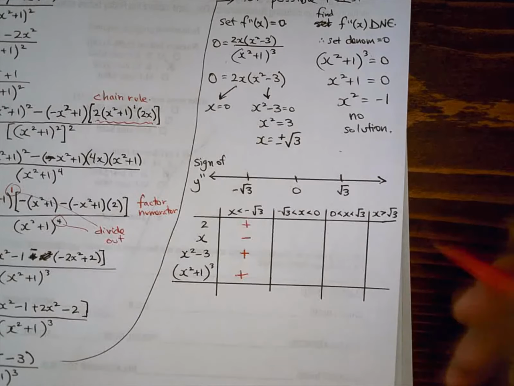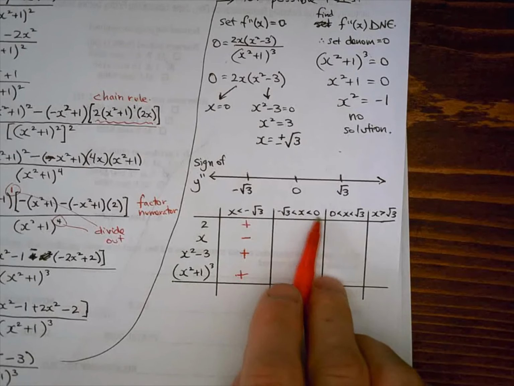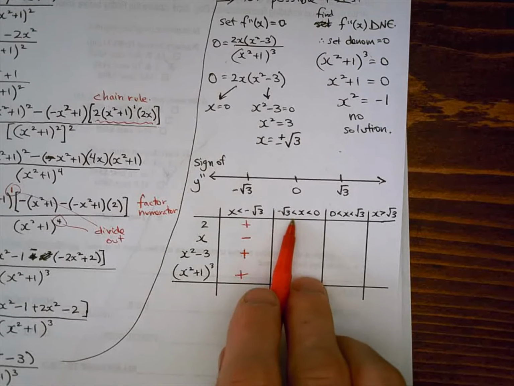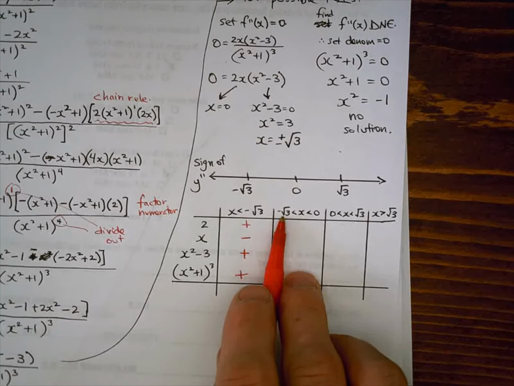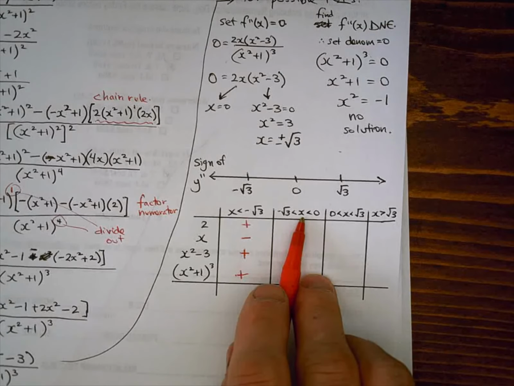So you can think it through. Now here, this one's a little trickier. Between 0 and negative root 3. Well, I know that negative root 3 is bigger than negative 1. So if I choose negative 1, that's a safe bet.